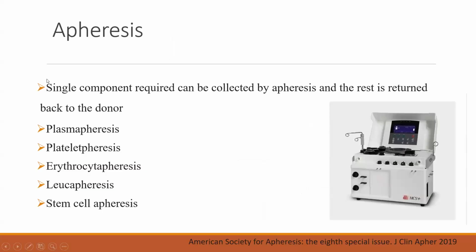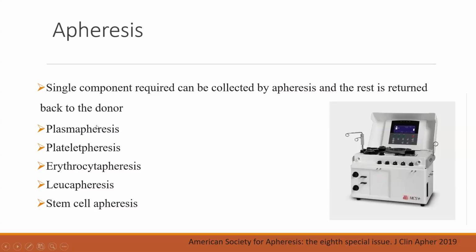Now, coming to the apheresis procedure, apheresis in Greek means to separate. It is a procedure where the single component required is collected by an apheresis machine, and the rest of the blood is returned back to the donor. There are two working principles of apheresis: centrifugation and filtration. In centrifugation, blood components are separated based on specific gravity. In the filtration method, blood components are separated based on their size.